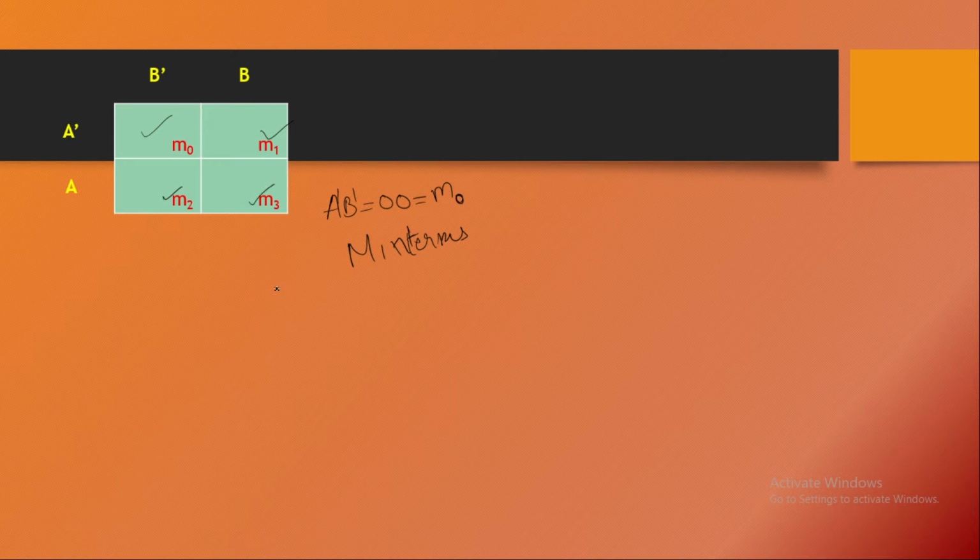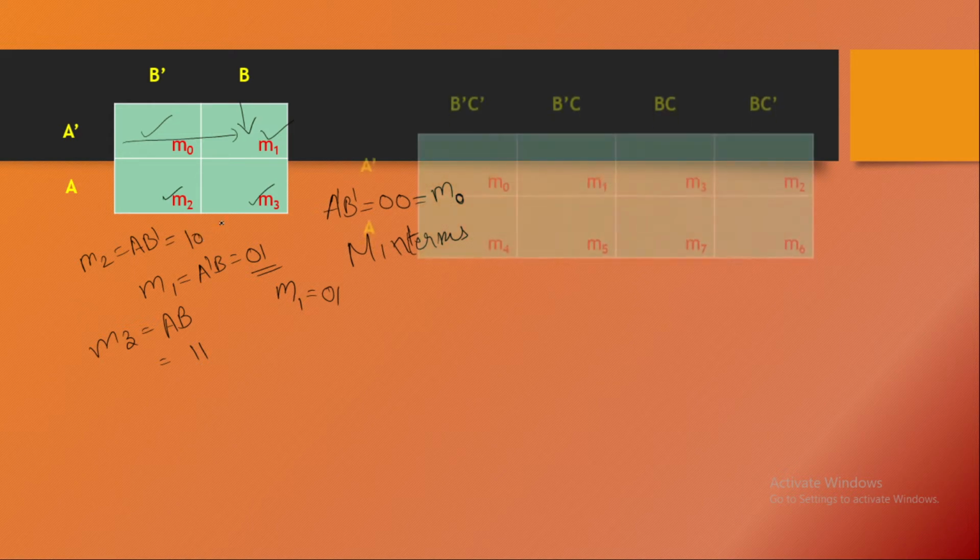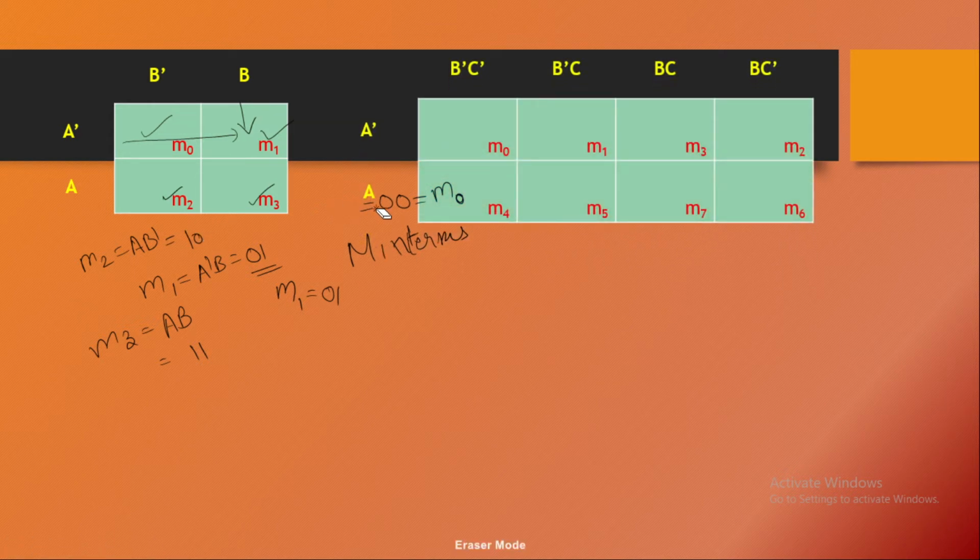M1 corresponds to 0, 1 actually. As you can see, the row header is A dash and the column header is B, which connects M1. So M1 can be represented as A dash into B, which is nothing else but 0 and 1 in the form of Boolean values. Similarly, we have M2, which corresponds to A, B dash, and M3, which corresponds to A into B, or in Boolean values, 1 and 1. M2 is represented as 1, 0. Likewise, let me erase this part so that it's clear.